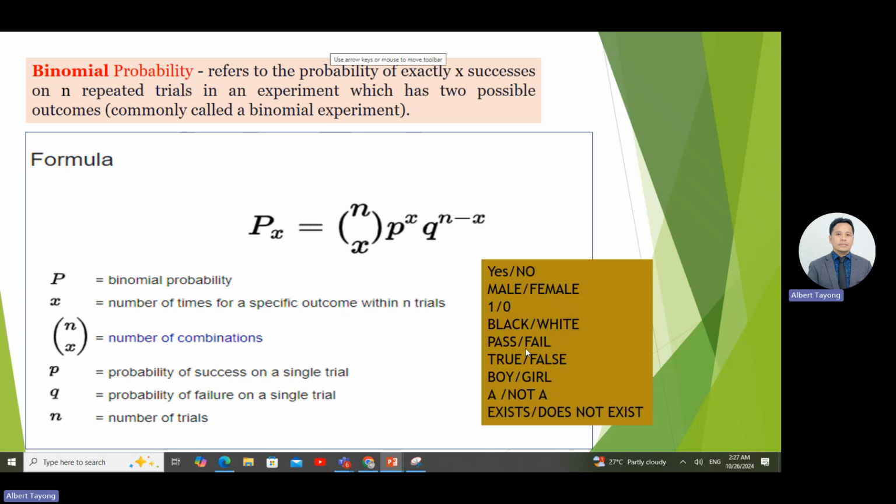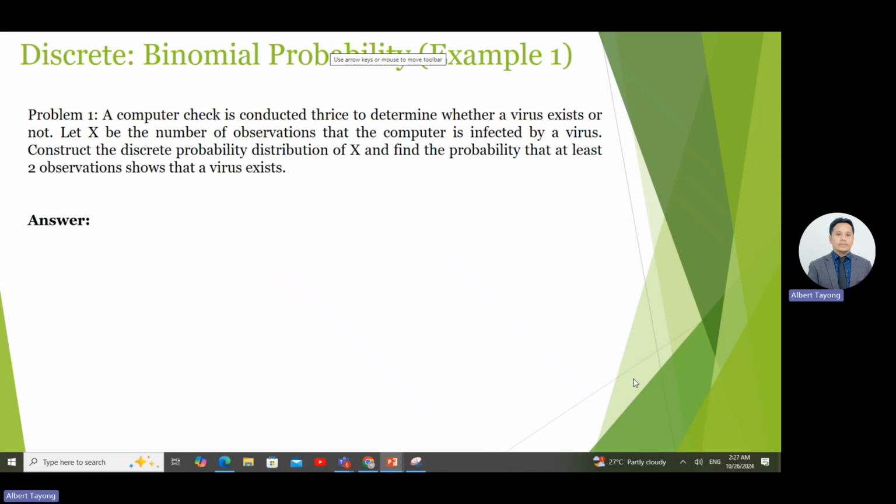Okay, the possible outcomes in a module: pass or fail. We have true or false for a statement. And here we have boy or girl, same with male or female. And A, not A, exists, does not exist. So there are so many events in real life where we have binomial situations. Okay, so this is a particular problem about discrete binomial probability.